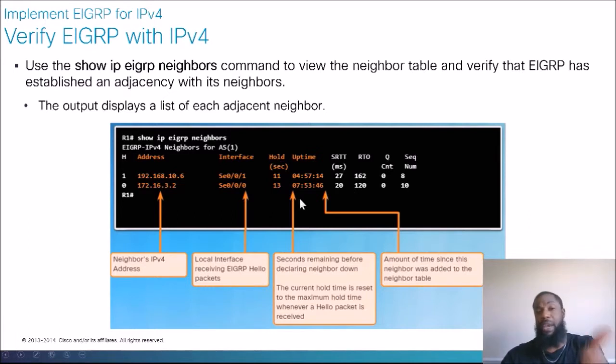This is a command we use a lot at my job because we have to figure out why an EIGRP interface might have bounced. That is one command that we use a lot at my job, along with BGP.